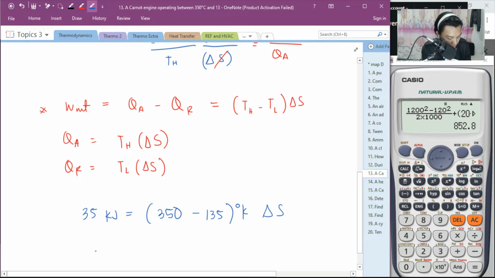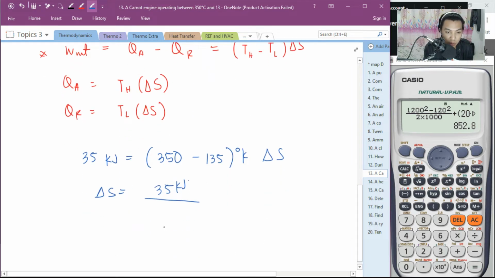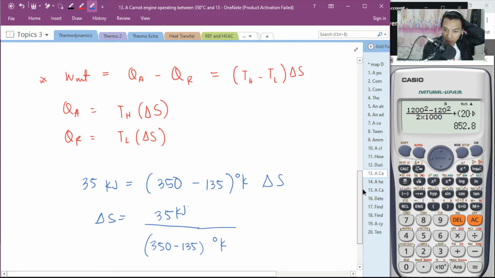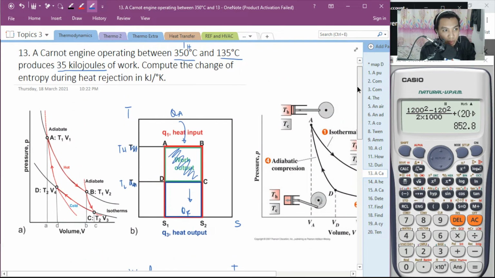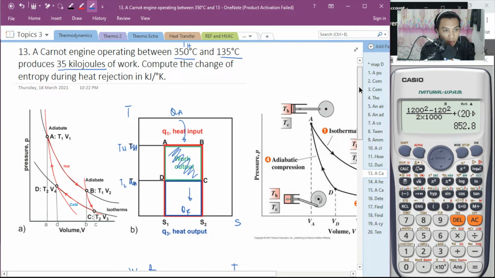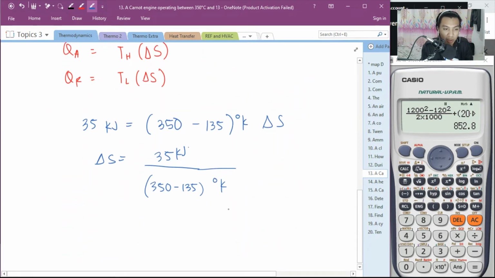So, that is delta S is equal to 35 kilojoules divided by 350 minus 135 degree Kelvin. Kilojoules of work. Yan, kilojoule per ano lang, Kelvin.